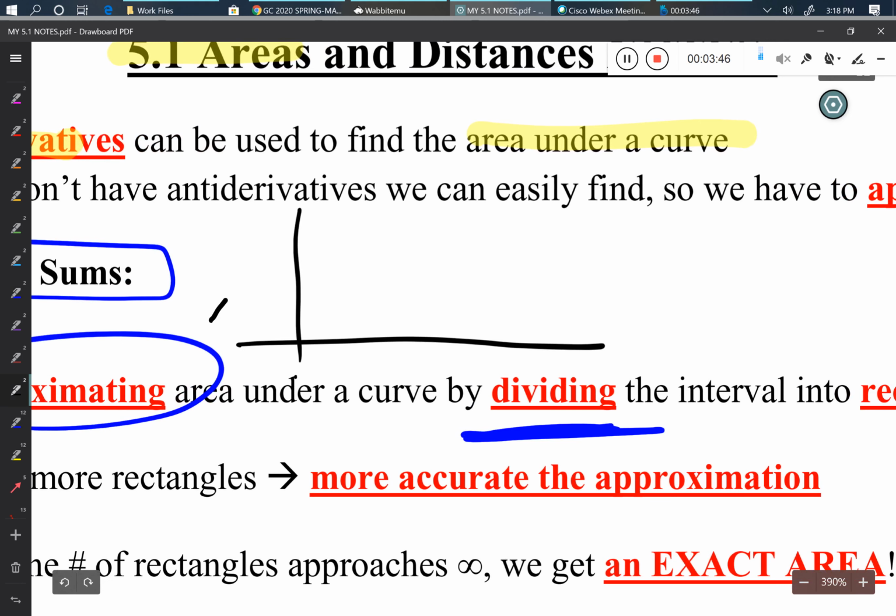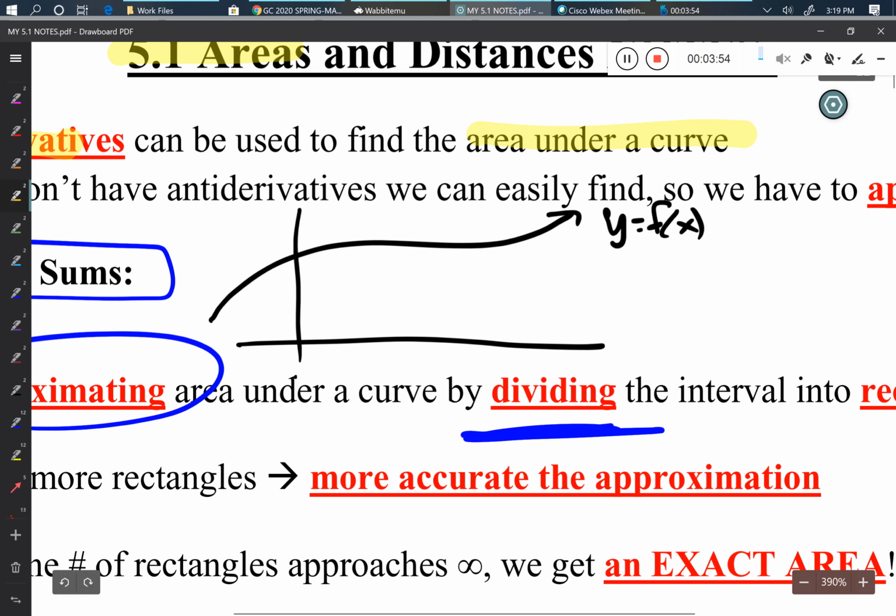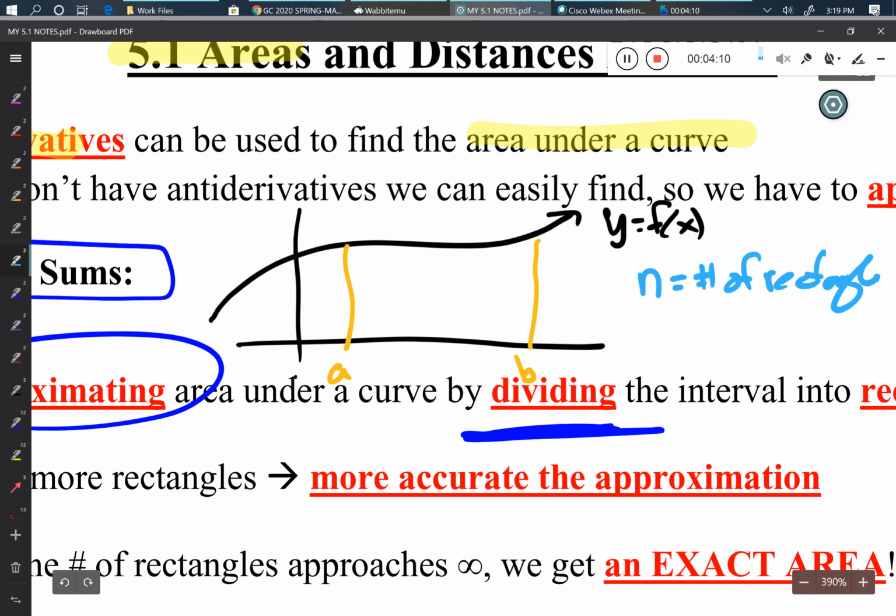So essentially what's going to happen is someone is going to hand you the necessary information. The necessary information being an equation for your function y equals f of x, so the algebra for that. They're going to hand you the value for a that you're going to start at, the value for b that you're going to end at, and the number of rectangles to break this up into.